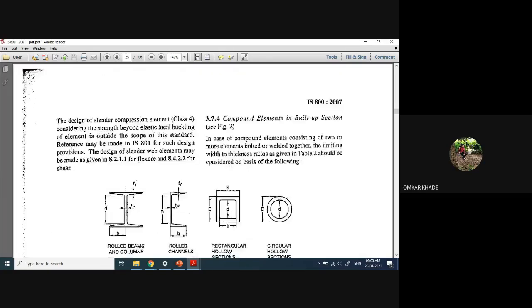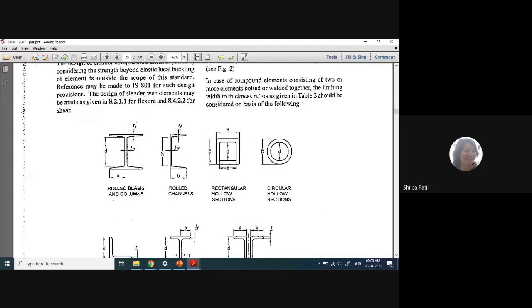Ma'am, but in the case of a box, all the four edges are connected. Then they should be... sorry, all should be the internal elements. Your voice is breaking, Omkar. I mean, in case of the box section, ma'am, all the four edges are connected. Hmm. So we should say that all are internal elements.